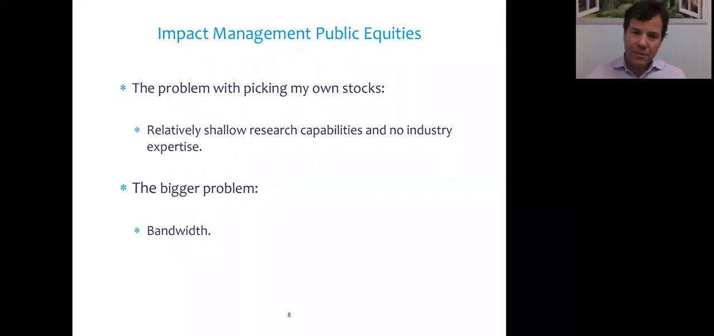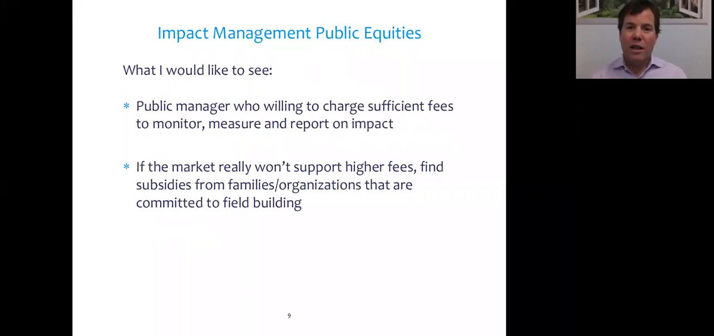Next slide, please. So I think about what I would want. Ideal for me would be some of these public managers that are out there that are committed to having an impact strategy, in terms of doing a positive screen on the front end. I'd like to see those managers doing some measuring and reporting on their impact. And if that costs more, then have the courage to charge more. See if the market will, see if you can convince the market that you're charging more, but you're actually providing more value. And if the market really won't sustain that increase in fees, if that's really required to do the measurement and reporting, then look around for subsidies.